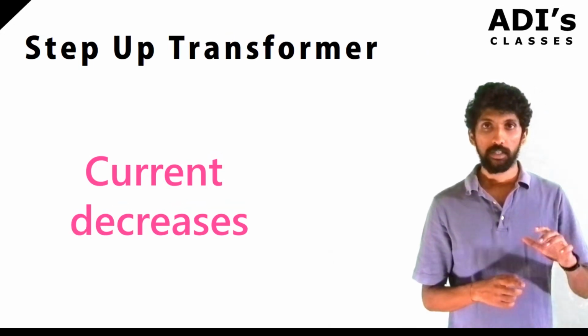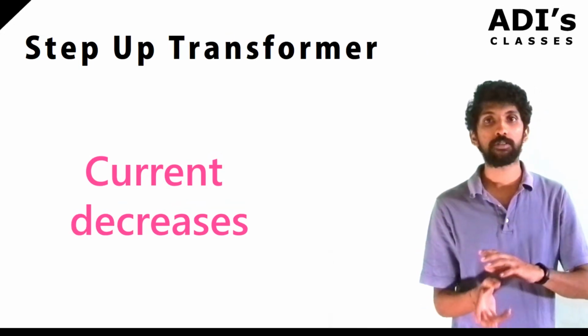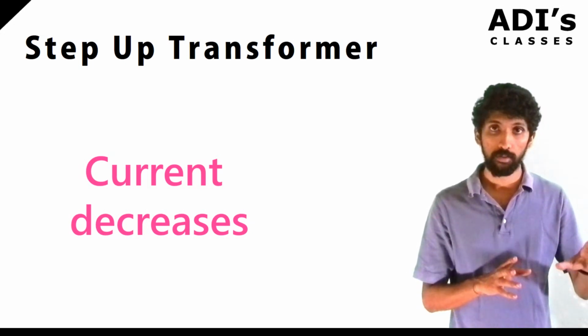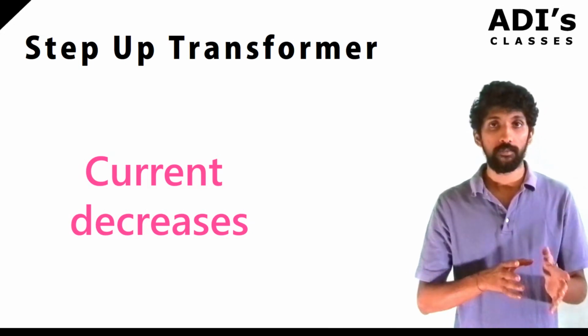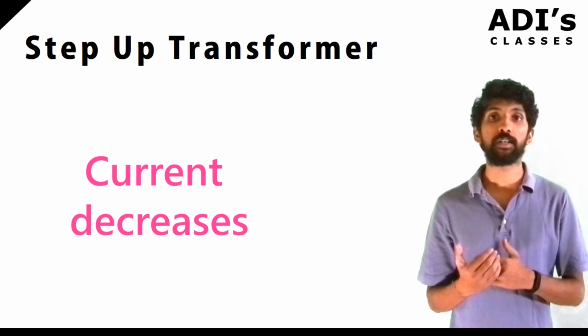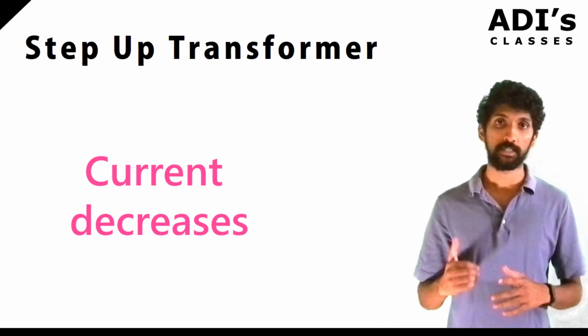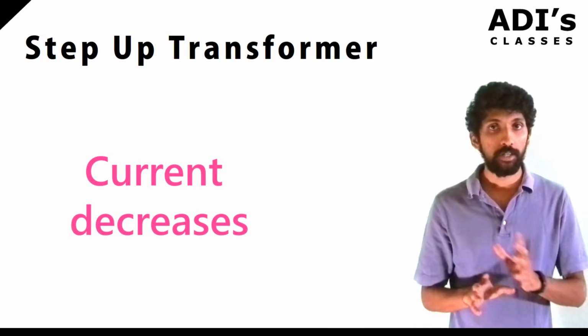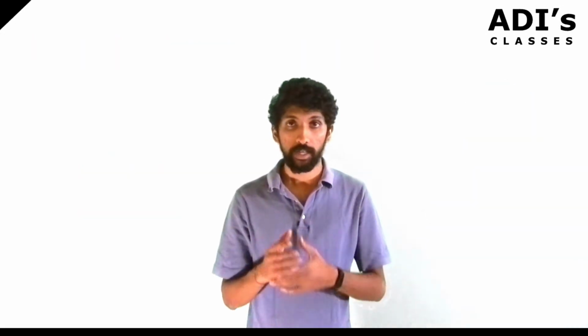Because ES by EP, we can also take as the turn ratio, correct? So using the turn ratio and this EMF, we can get to know what current we will get in the output, either more current or less current. Whatever we are going to do in the next coming videos will be based on the formulas that you have.